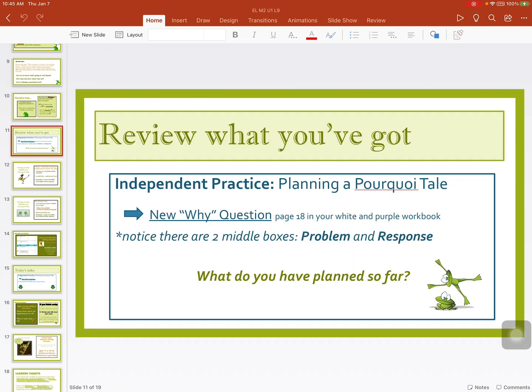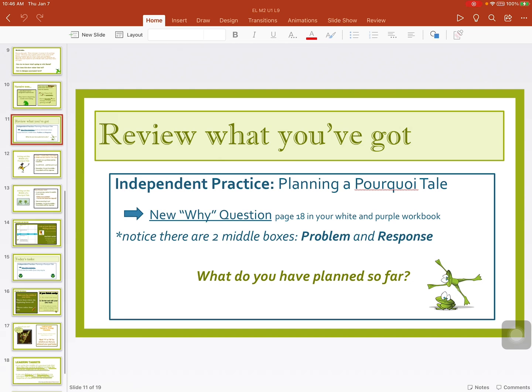So review what you've got. You're going to go look at your workbook, your white and purple workbook, and review what is on pages 18 and 19, the 2 middle sections. Okay? And then you're going to look from 18 and 19 and then go to 29 and 30. And you're going to transfer your outline on 18 and 19 into complete sentences on 29 and 30. And I want you to try using dialogue. Okay?